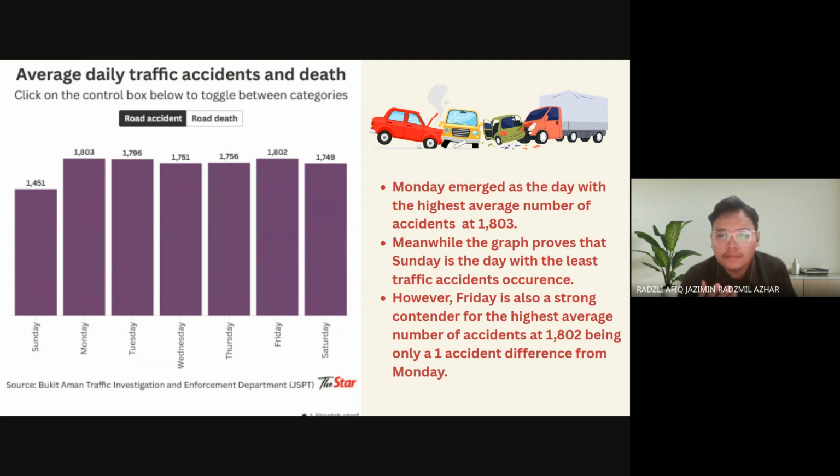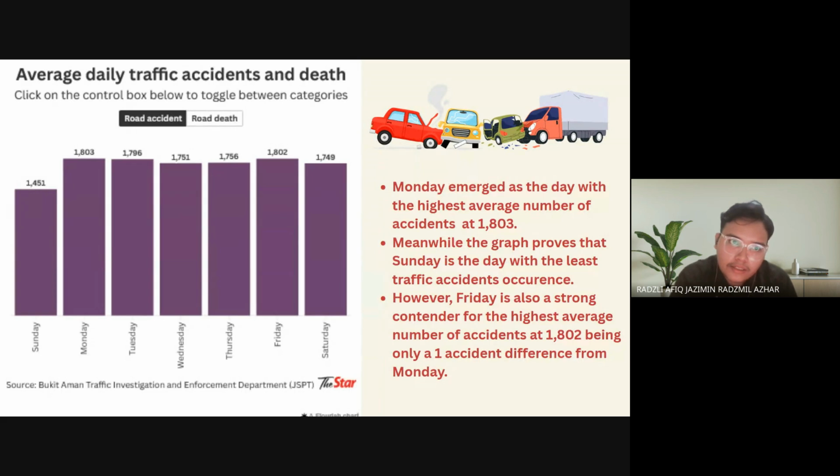After discussion with Takif and Doctor also, I think it is due to our Monday blues, we feel sluggish, or maybe we're not paying as much attention to the roads while driving, and it is also the new day, the new week after holidays and the weekends. So maybe we are not as careful when driving. That is why Monday is the highest day, with the highest average number of accidents at 1,803 accidents per day. However, Friday is also a strong contender, only one difference from Monday, at 1,802.